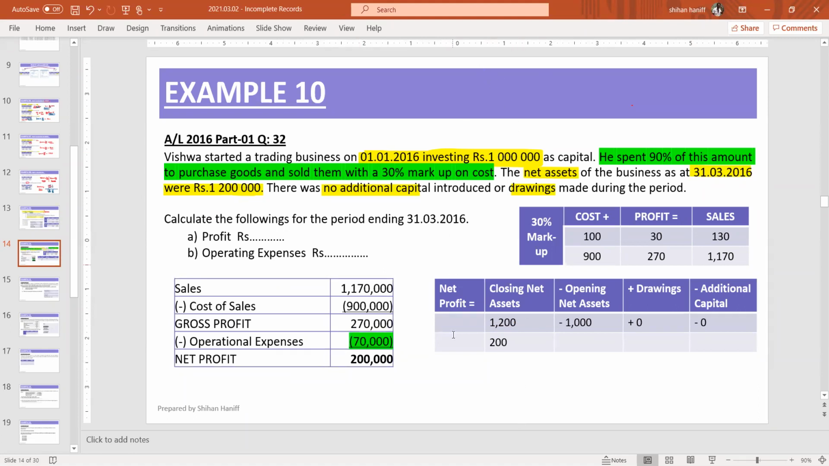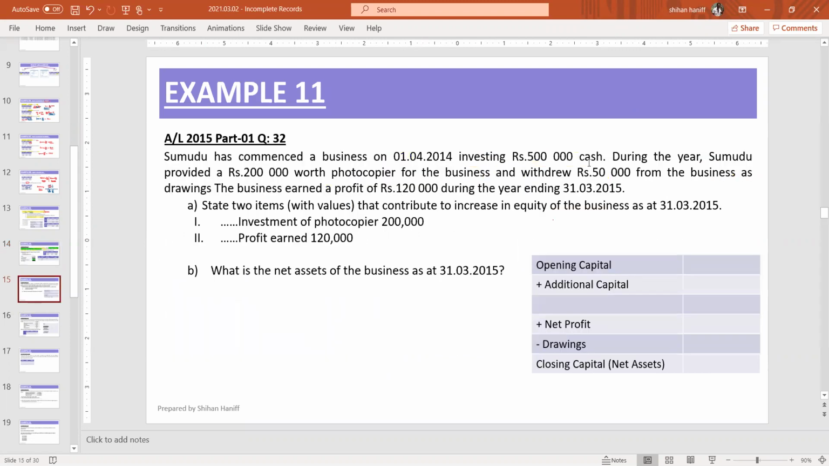Right. Is it clear? I hope you all understood this question. This is a past paper. Right. Now let's move to example 11. 2015 paper.